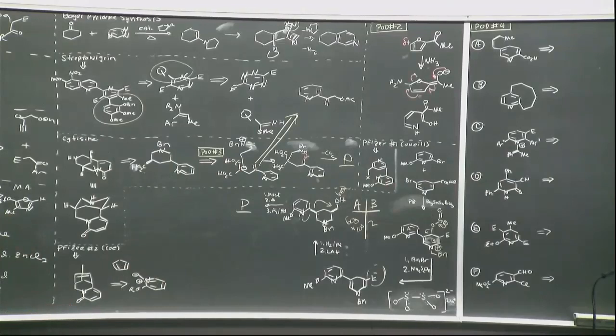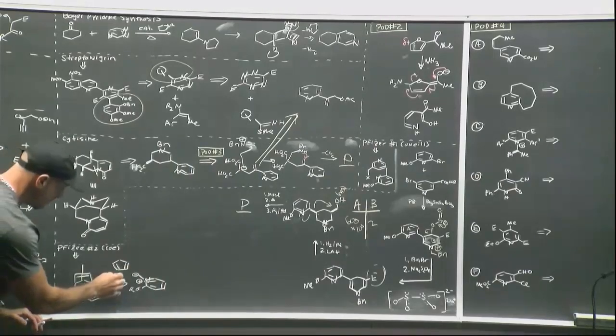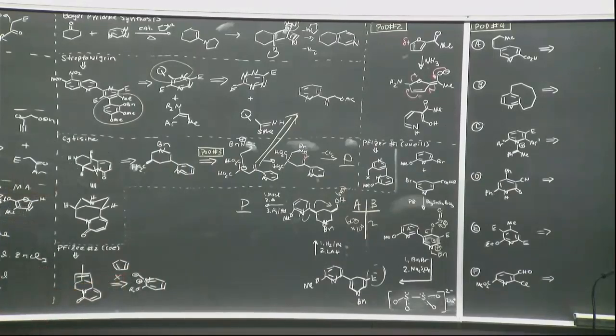That's a weird one, because you've got a 4 pi and a 4 pi. That's not quite a cycloaddition. I'm looking for a different symmetry. This is not quite it. It's definitely tempting to use cyclopentadiene. What other bond can I break?